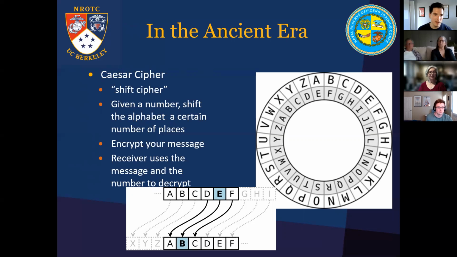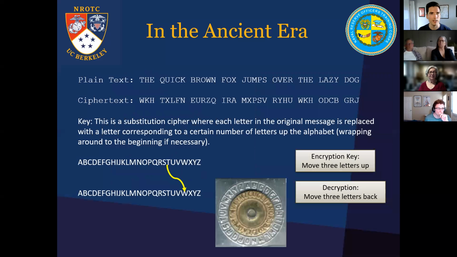So in this case right here, we have a Caesar cipher number of 3. So an A becomes an X, B becomes a Y, C becomes a Z, D becomes an A, E becomes a B, F becomes a C. And then that just goes all the way around the wheel right here. So this is a great way for quick encryption and decryption.